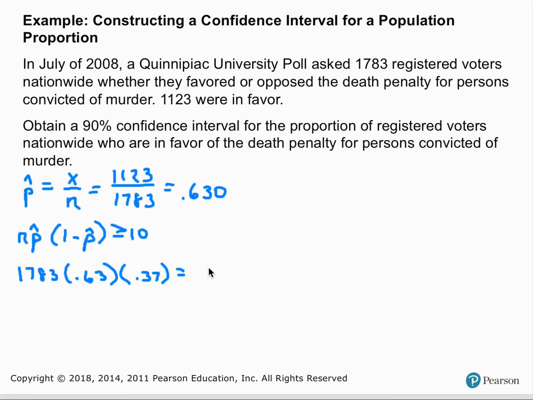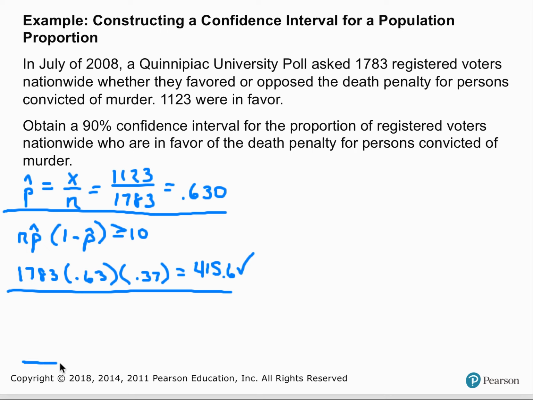415.6. Well above 10. And our sample is 1783 of all registered voters. Again, we don't know the specific number of registered voters, but this is way less than 5% of the registered voters in the nation. Okay, so there's step 1. Here's step 2. Now step 3, let's determine our critical value.